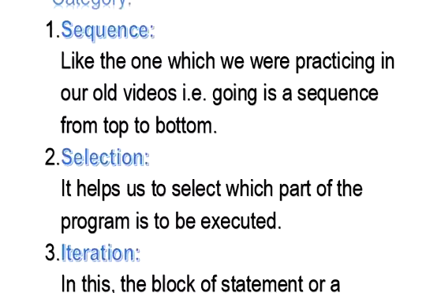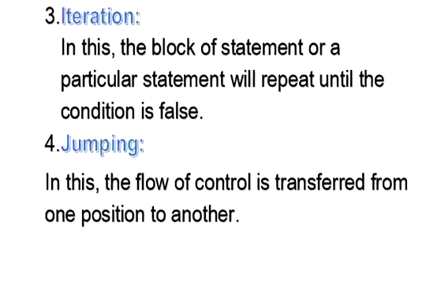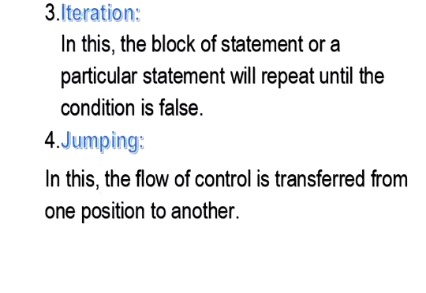Next is iteration. Iteration means repetition. The repetition of a block of statements or a particular statement until the condition is false is known as iteration. And next is jumping. Jumping states that it will jump or transfer the control to a position where we want to. These are the basics, the theory.